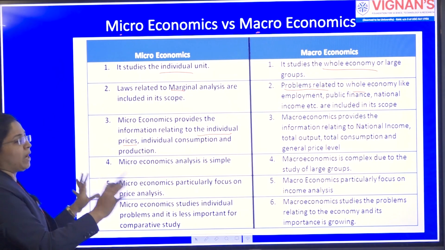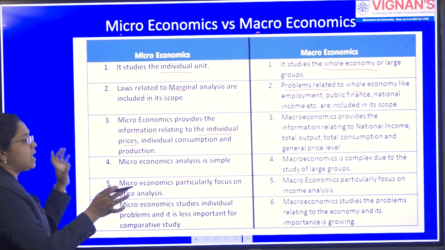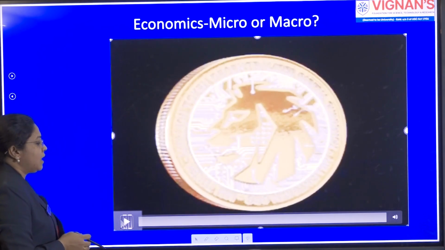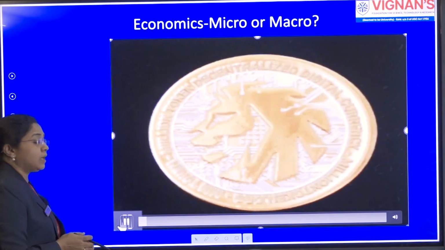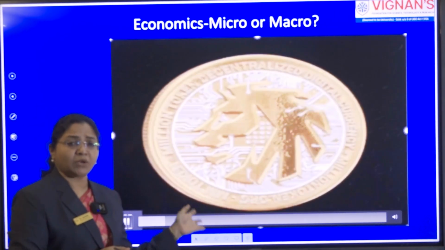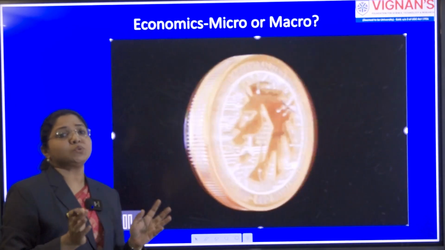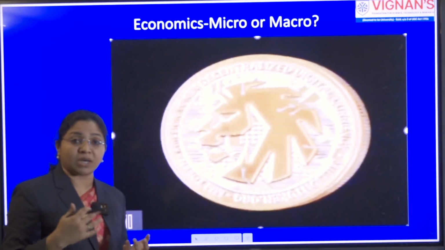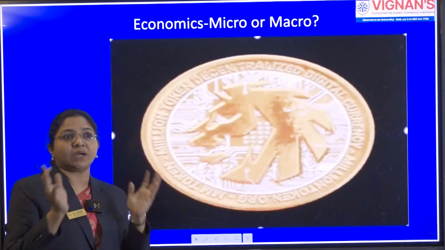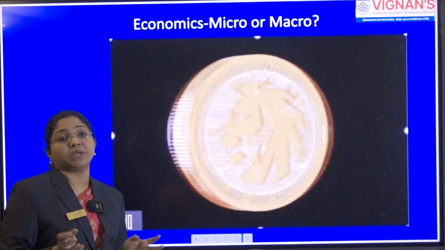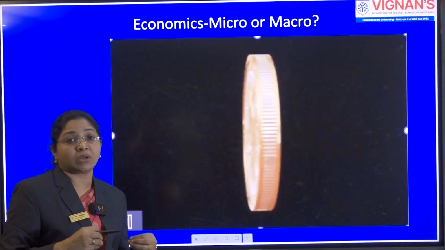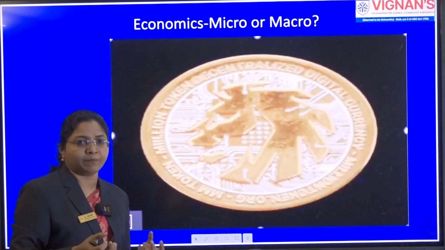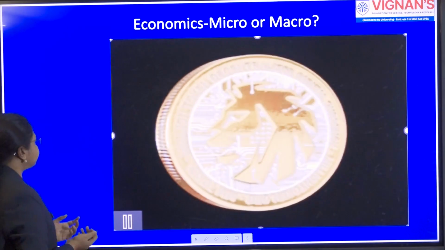So, this is microeconomics and macroeconomics. These two are not different from each other. Basically, microeconomics and macroeconomics are two sides of the same coin. They are complementary to each other. Without understanding microeconomics, we cannot understand macroeconomics, and without having a bird's eye view like macroeconomics, we cannot look into what the overall problems of an economy are. So, these two are complementary to each other.